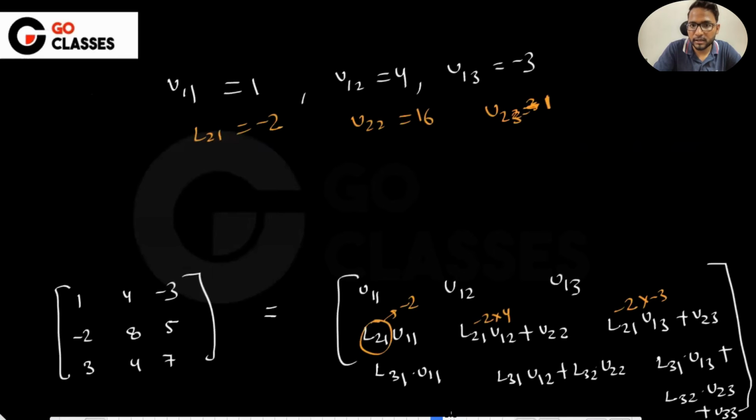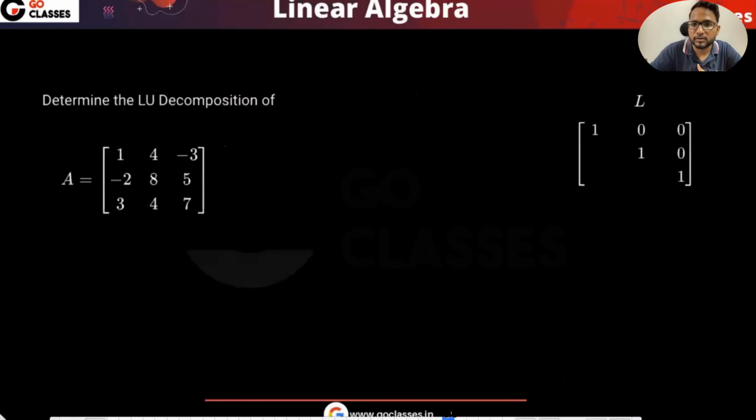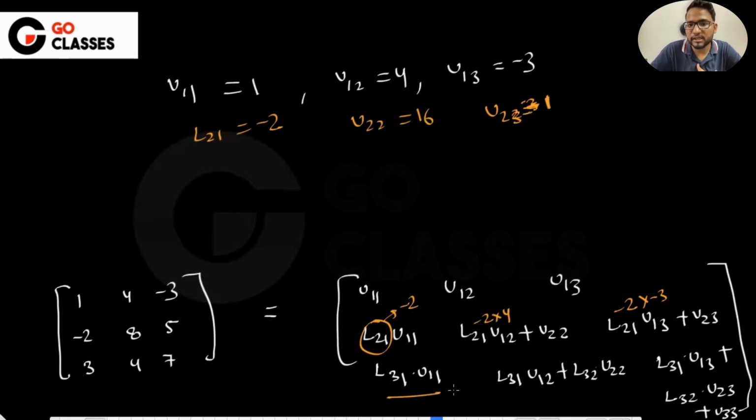1, 4 minus 3. And then U22 and U23. This is 16 and 1. 16 and -1. Yeah, that is correct. So till now, everything is correct. Okay, I think you can do it as a homework.